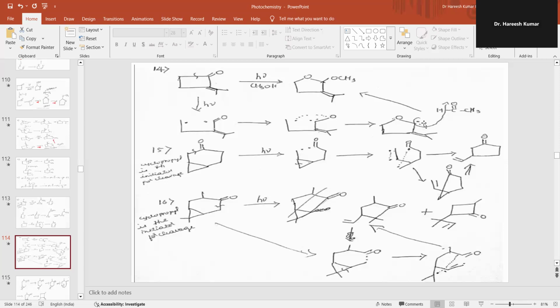The cyclic ether with the carbene will react with the alcohol, forming an ether. So this you can take as an alcohol.